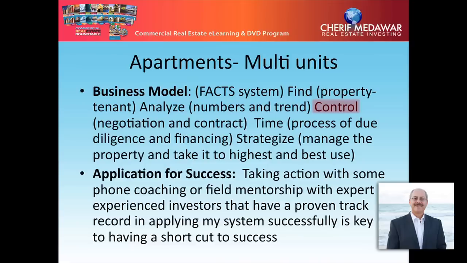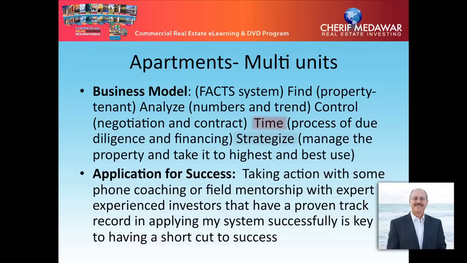Now, if you found a good property, analyzed the numbers, and they make sense, you want to control it. You want to negotiate the deal and put it under contract. That's how you gain control. And then the T is to time the process of the due diligence you're going to do to inspect the property, make sure also you get the right financing. You got to time the financing to close.